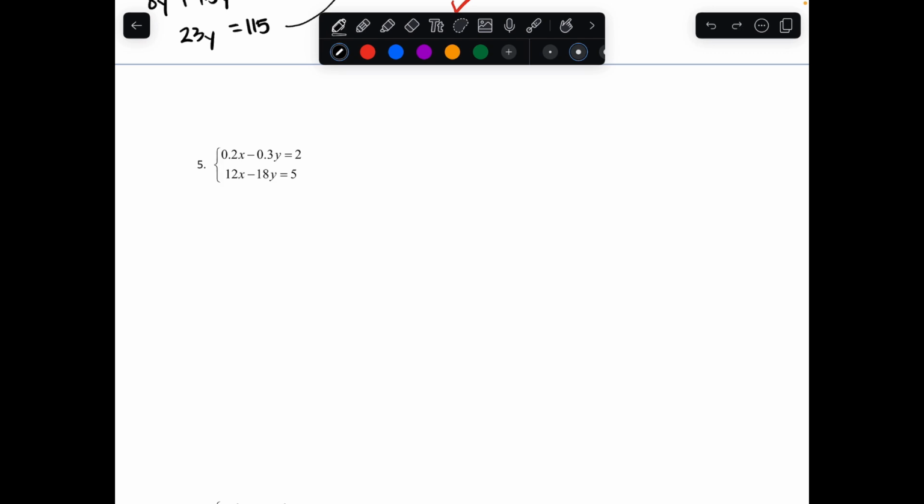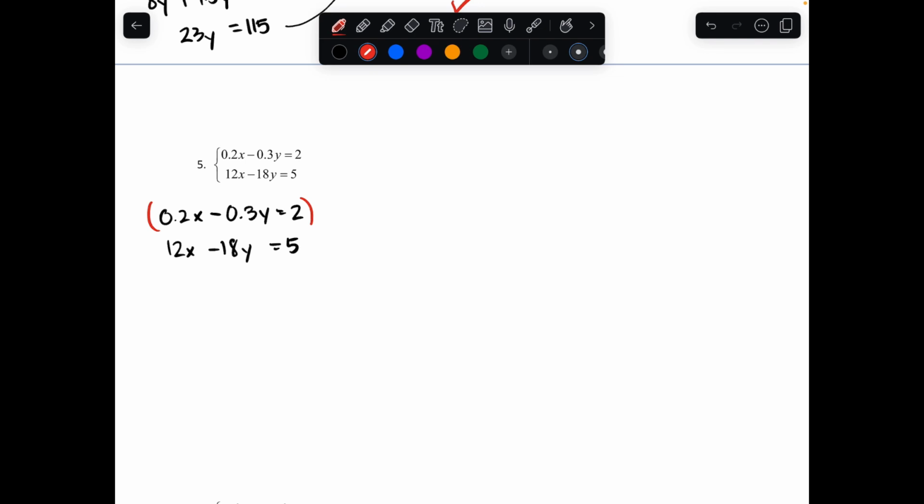So let's rewrite it. 0.2x minus 0.3y is equal to 2, and 12x minus 18y is equal to 5. Now I want to multiply both sides of my top equation by some number to turn that 0.2 into a negative 12, right? Because I want the same coefficient but opposite sign. So how do I turn a 0.2 into a 12?